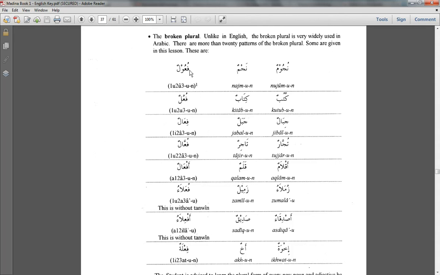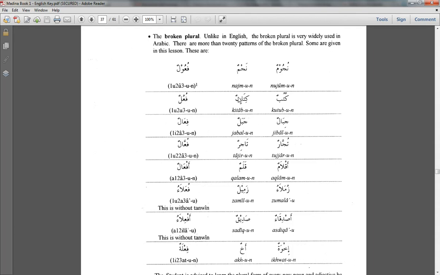Similarly, the fa, ayn, and lam are the X, Y, and Z of the Arabic language. Okay, so fu'ulun, it is the plural form of najmun, nujumun. So Noon, Jim, and Meme are the original root letters, and it's a broken plural because this waw came in the middle of it. Najm, star, the plural nujum.